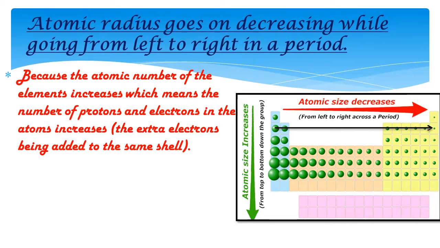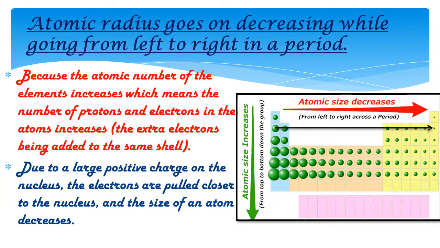So the atomic number of the element increases, which means that the number of protons and electrons in the atom increases, and the extra electron is added to the same shell. Okay, that means the number of shells will be the same, but the electrons will be added into the same shell. Alright, and due to the large positive charge on the nucleus, the electrons are pulled closer to the nucleus and the size of an atom decreases.